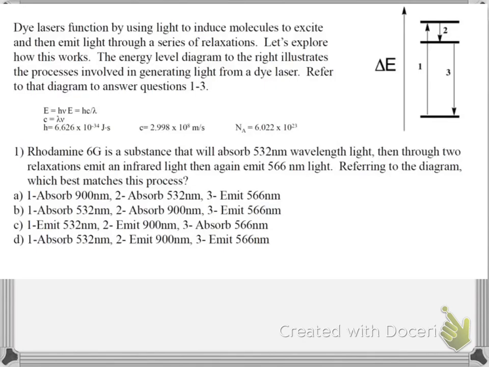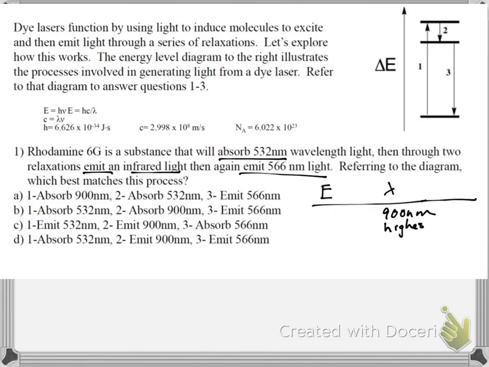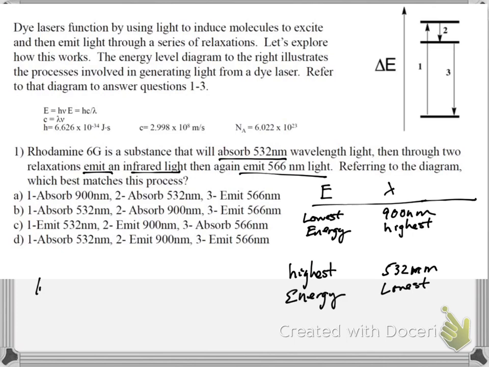This question is from the exam content page of Fall 16. So we're given that there are 3 different transitions. A 900 nanometer, which is the highest wavelength, lowest energy. 532 nanometers, which is the lowest wavelength, highest energy.